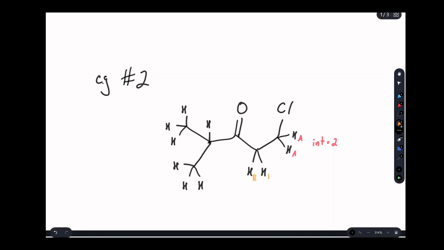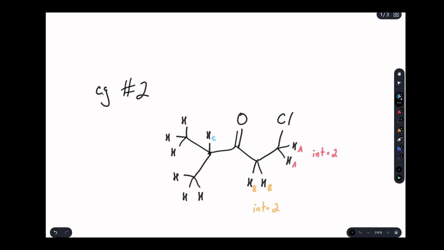Same goes for these two hydrogens. They're on the same carbon and they're able to rotate. Now, this hydrogen over here, the one that's by itself, is clearly unique. It's the only hydrogen on that carbon, and we're going to give that an integration of 1, as that group of hydrogens represents one single hydrogen.